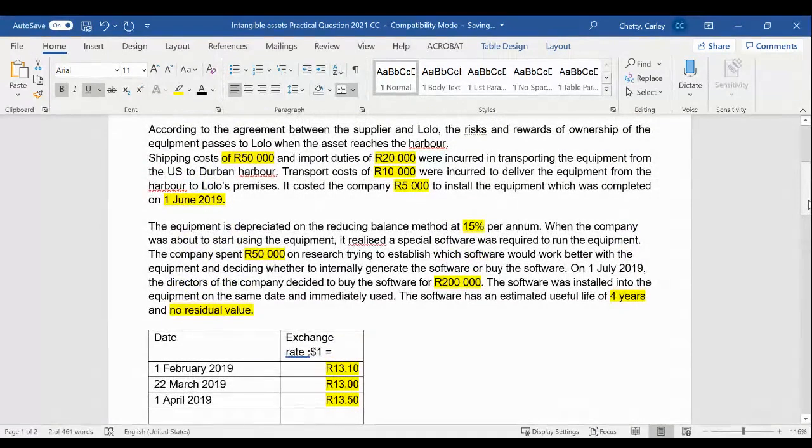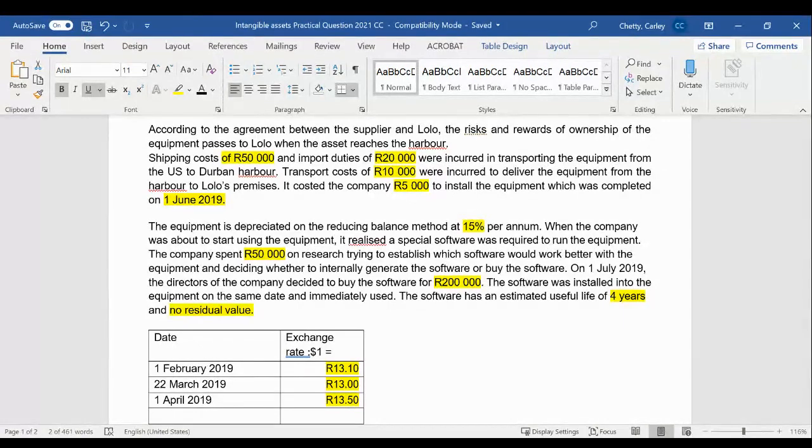So it says that the installation of the equipment was completed on the 1st of June. And then it tells us that the reducing balance method is 15% per annum. So when the company was about to start using the equipment, it realized a special software was required to run the equipment. So the company spent some money on research trying to establish which software would work better. So on the 1st of July, they decided to buy the software. The software was installed into the equipment on the same day and immediately used.